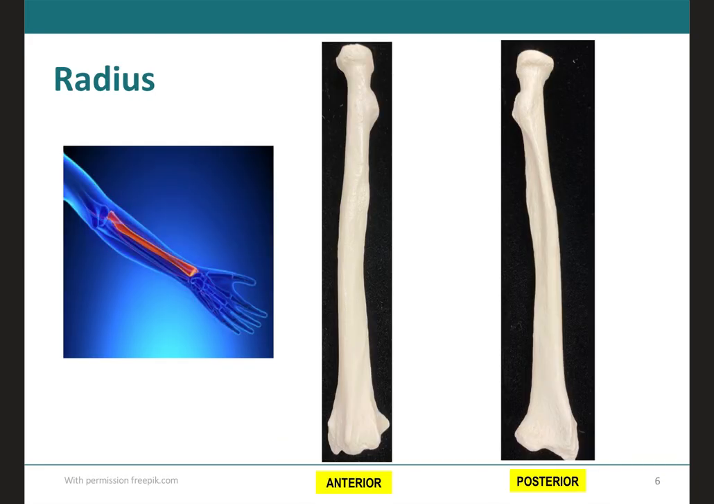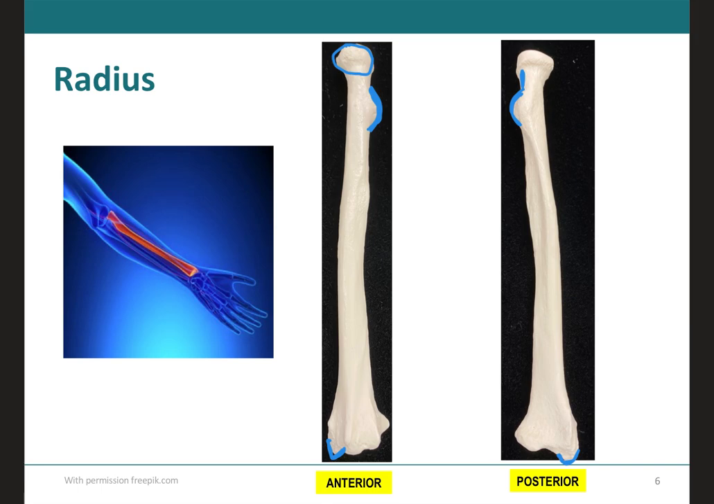Now let's talk about the radius. The radius is going to have a head that's going to be proximal like every other bone except for the ulna, which is distal. Under the head, we're going to have the neck, which is this part right over here. Then we're going to have this part that sticks out, which is called the radial tuberosity, so a rough projection on the radius. On the distal end, we're also going to have a styloid process, which is this part right over here that's sticking out.